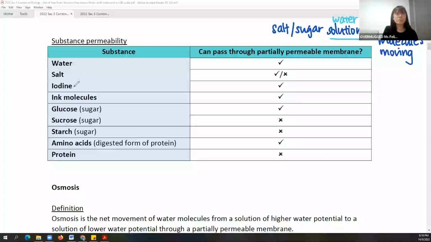So water, iodine solution, ink, like blue ink and red ink can pass through. The monosaccharide glucose, as well as the digested protein, which is amino acid, can pass through. The rest cannot pass through. Yep, so done. That's all for diffusion.